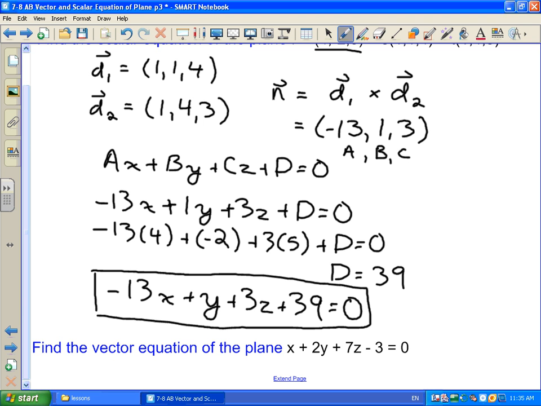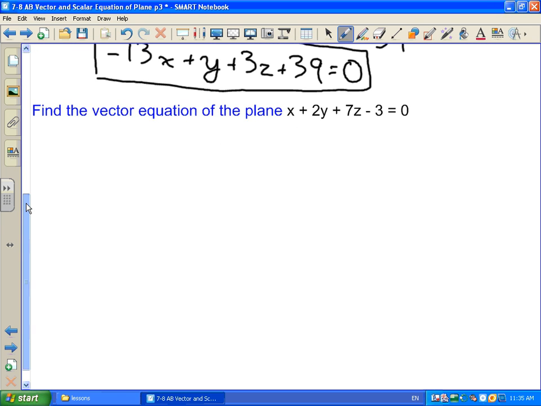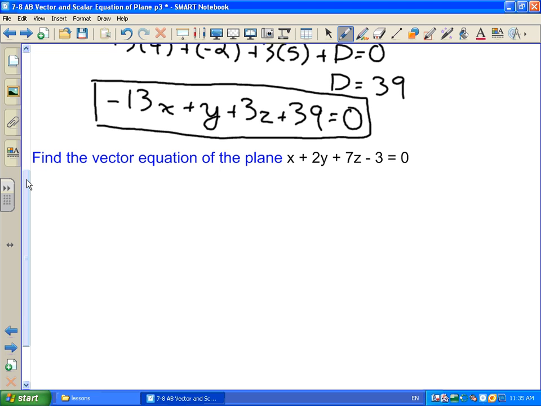What's a little bit different is going the other direction. Okay, we've got the scalar equation of the plane here, x plus 2y plus 7z minus 3, and we want to find the vector equation. Now there's a bunch of different ways you can do this.